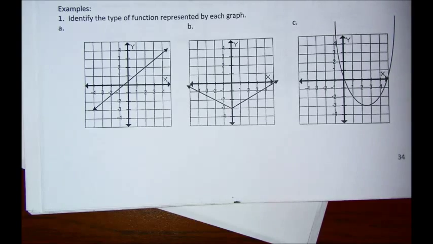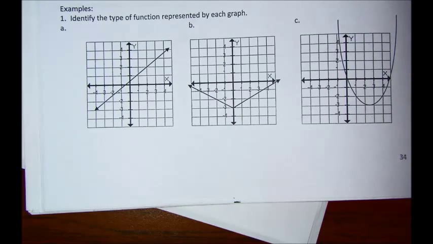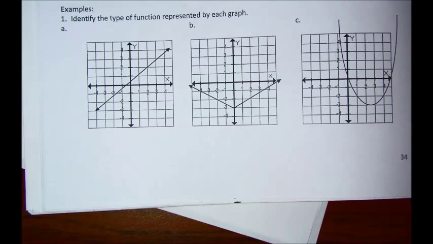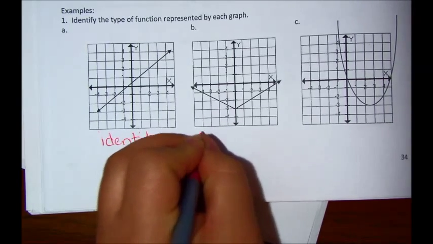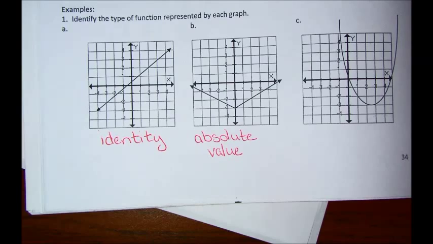The first graph, A. Which family of graphs would you say A belongs to? It's part of the identity. Which family of graphs do you think B belongs to? Absolute value. Which family of graphs do you think C belongs to?